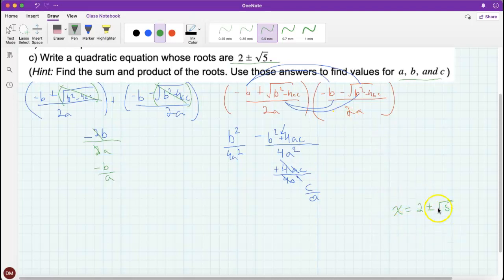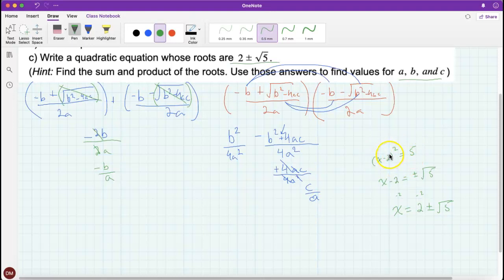So like I can subtract 2 from both sides. So then when I do that, I have x minus 2, I'm going backwards, right, is equal to plus or minus the square root of 5. And then I want to square that, right, so that I get rid of the square root. So then I'll have x minus 2 squared equals 5, right?